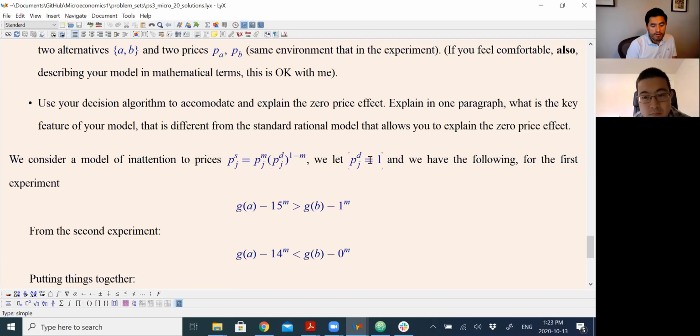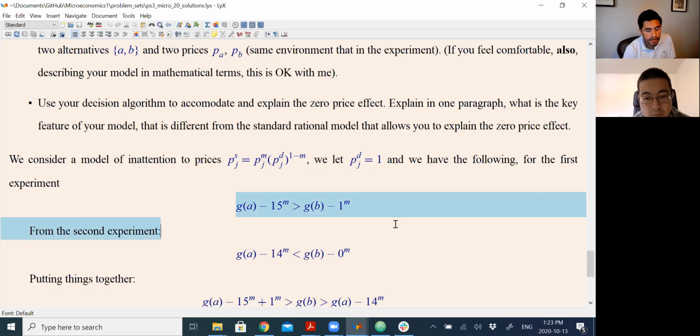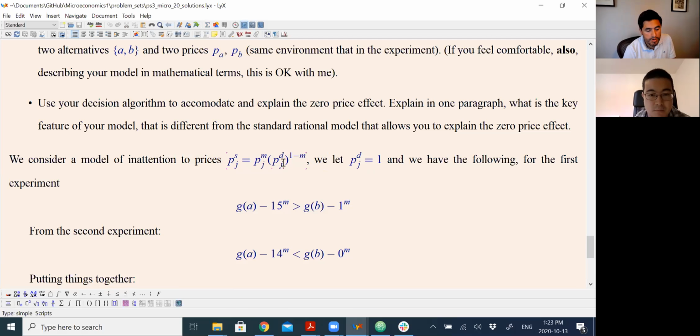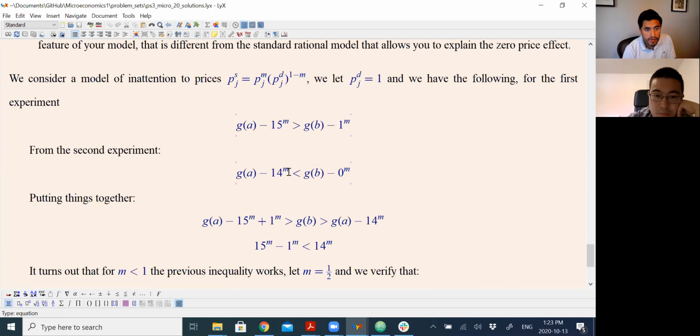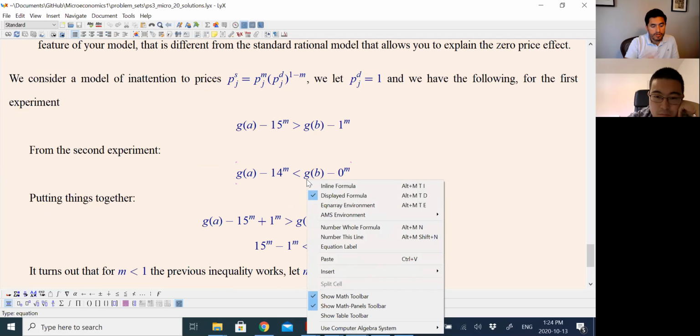And I have the following experiment. I have two observations. First, that these guys choose A over B. According to this specification, if the default price becomes 1, then I only have price to the m. So I have g_A minus 15 to the m greater than or equal to g_B, the gross benefit of the Hershey kiss, minus the price, 1 cent to the power of m. And then for the second experiment, I want to fit the fact that now they flip. So they now pick B over A, and the inequality is reversed.